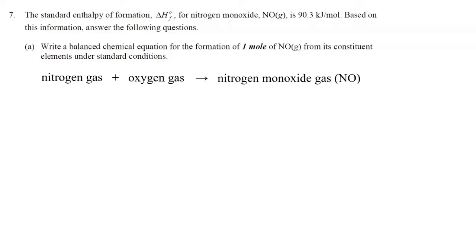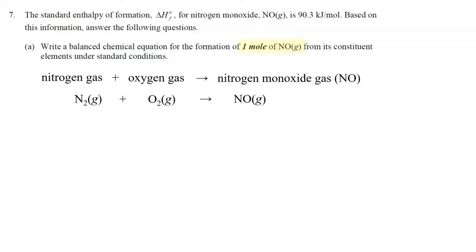So the symbol for nitrogen gas would be N2 because nitrogen is a diatomic element, and the symbol for oxygen gas is O2 because it is also a diatomic element. So on the right side of the equation, we have NO. So this equation is now written with all of the correct chemical formulas, but it's not balanced. And even though you could put a 2 as the coefficient for nitrogen monoxide on the right side of the equation, it does say that the balanced equation should show the formation of 1 mole of nitrogen monoxide.